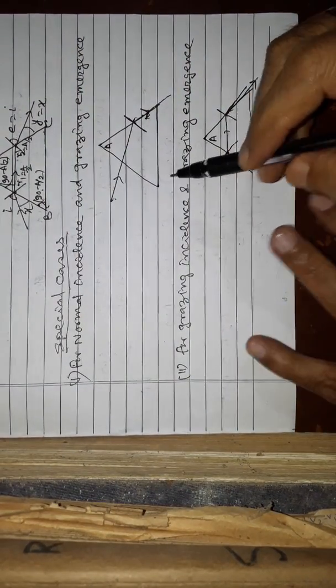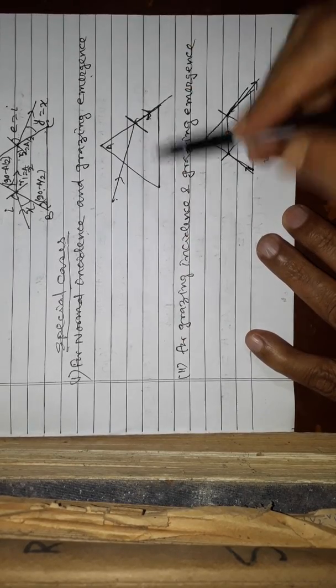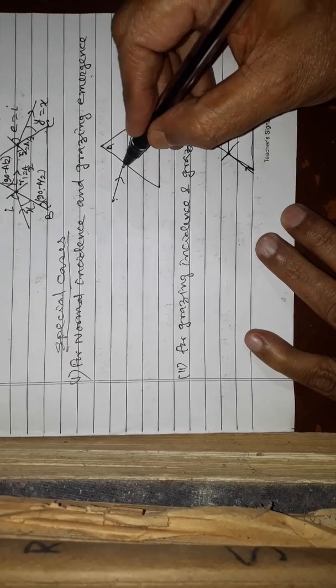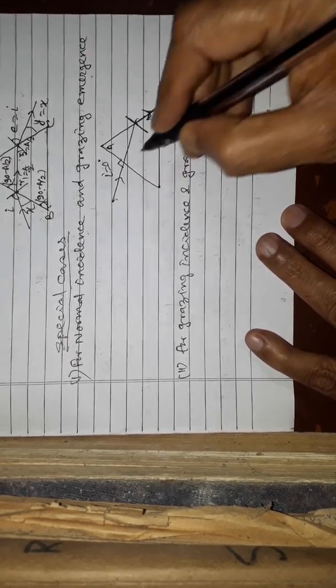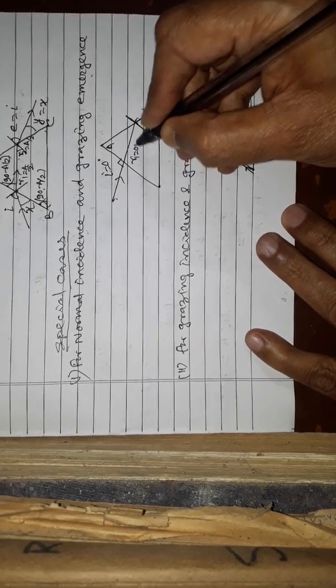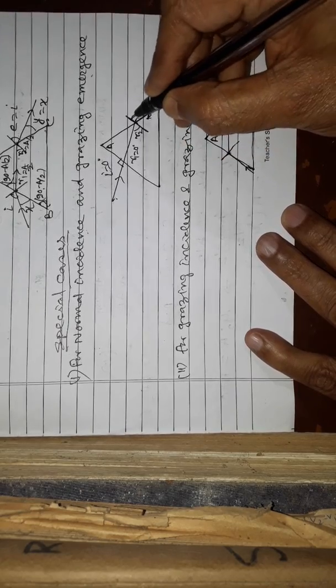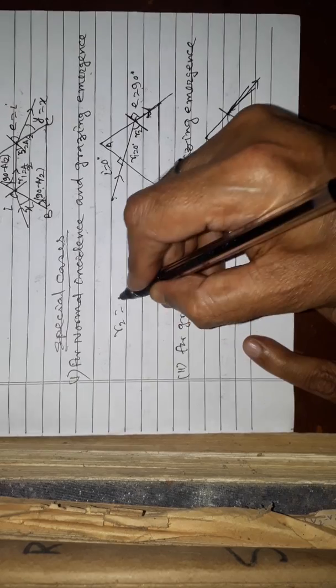Now we are discussing two special cases: normal incidence and grazing emergence. That is, the ray is incident normally. So here it is making an angle of 90 degrees with the surface, that is, the angle of incidence is 0 degrees. This R1 will also be 0 degrees. This is R2, and here E will be 90 degrees. So when the angle of emergence is 90 degrees, naturally this R2 will be equal to the critical angle.